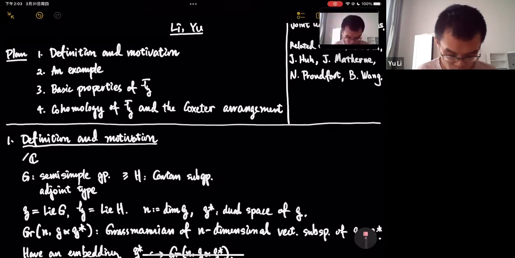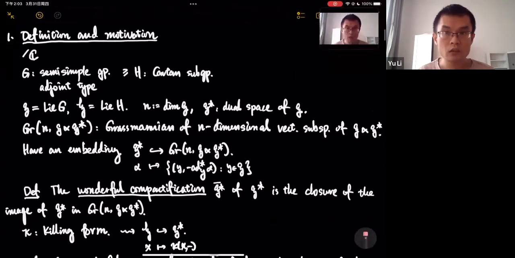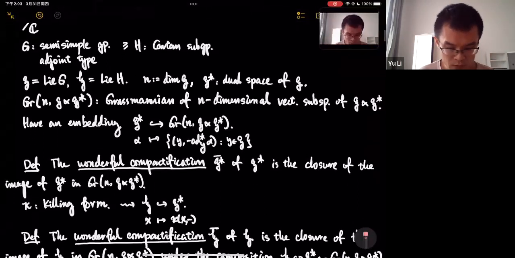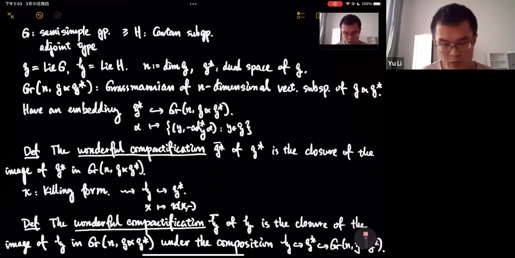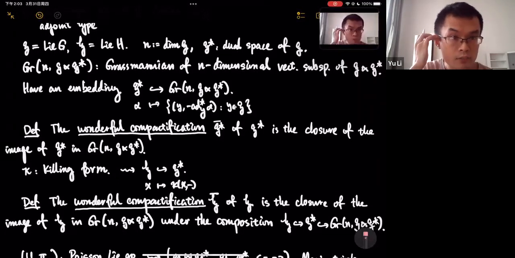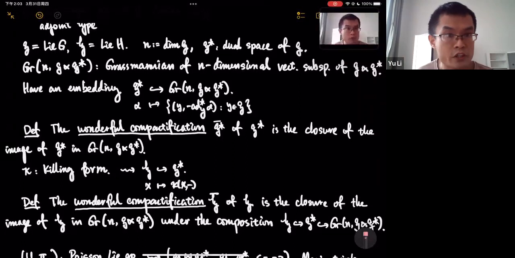To start, I'll always work over the complex numbers. G, as usual, is a semisimple group of adjoint type. H is a fixed Cartan subgroup, and the fraktur g and h are the Lie algebras. Small n in this talk denotes the dimension of G. G star is the dual space. And then we have the Grassmannian of n-dimensional subspaces of g semi-direct product g star.